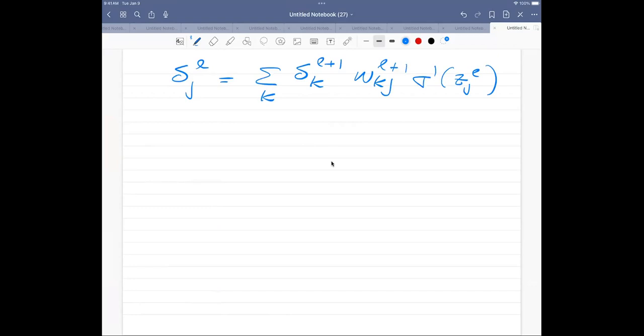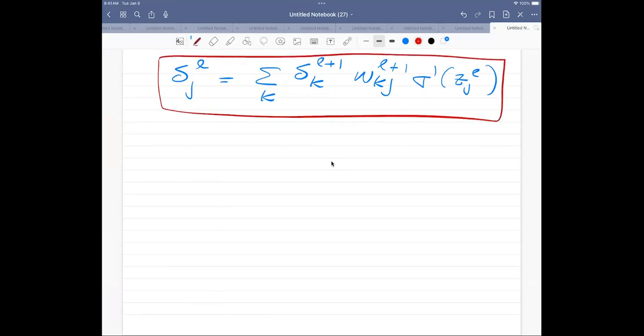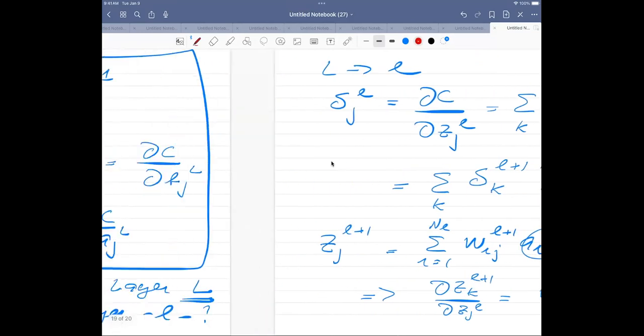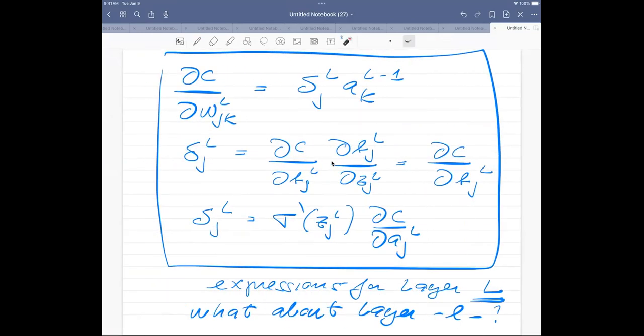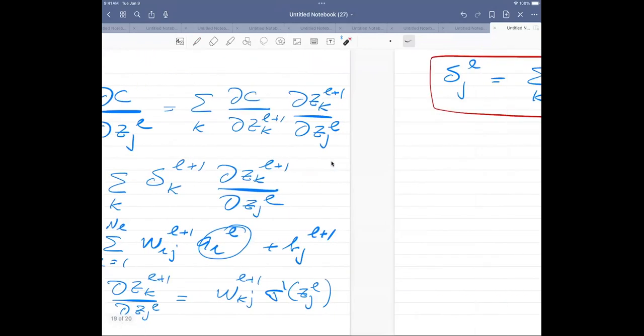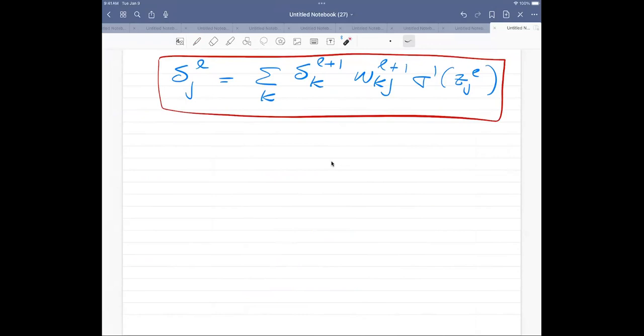So we have 4 equations. This is the final one. We need that one. And when we have this equation here, we need the equations which you see here to kickstart everything. And when we have that, we can step back and calculate the update at every single layer.